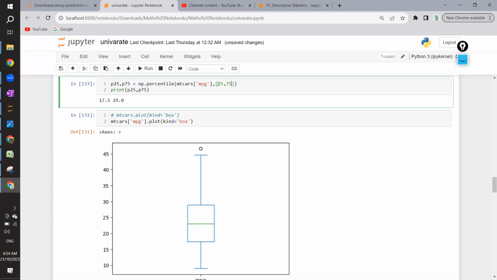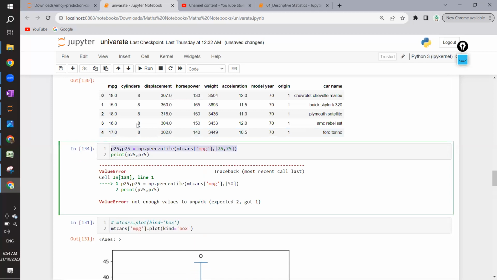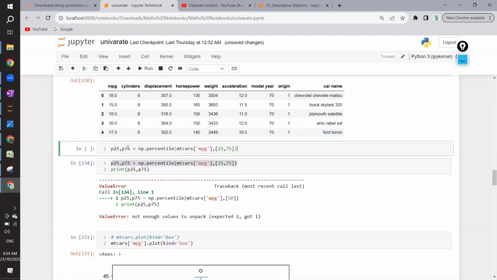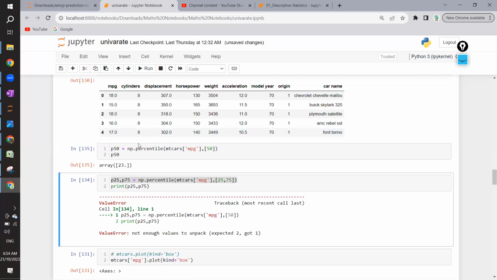Okay, so I want to check the 50th percentile. Let me see. What I can do is just take this. Okay, the 50th percentile is saying 23. Agree, guys? 23 it is saying. That means 50% of the values will be less than this number 23 and 50% above 23.